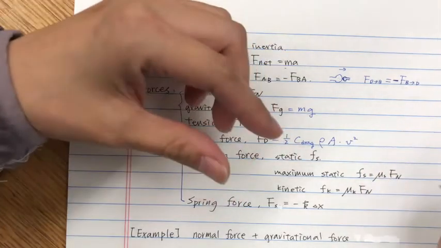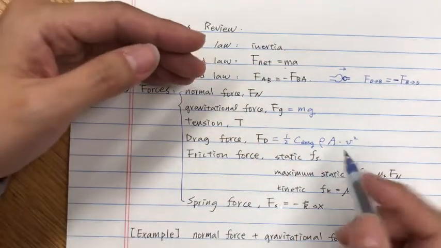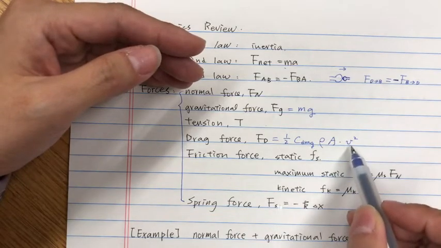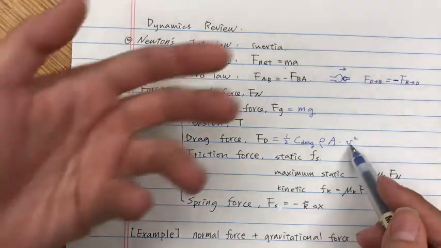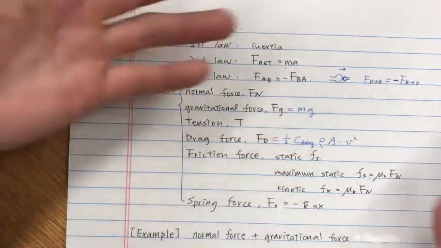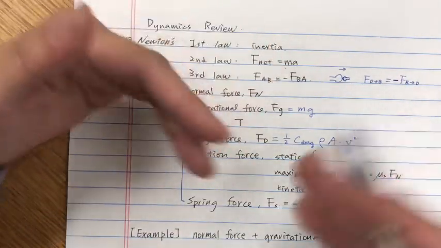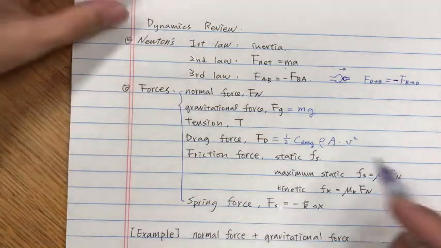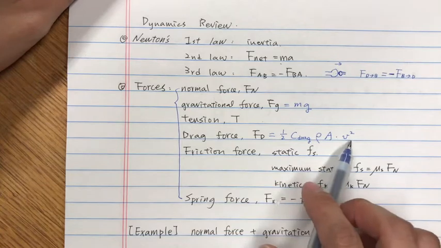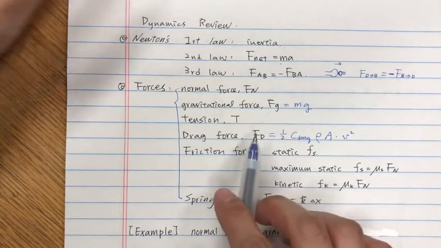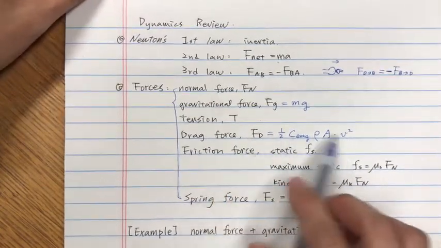If you're not moving, for example, if you stay in the water, then you won't feel any drag force. But once you start moving, when you're swimming faster and faster, you'll feel the water pushing against you more and more. That's why you can see the drag force depends on the speed, and the relationship between the force and v is like this.